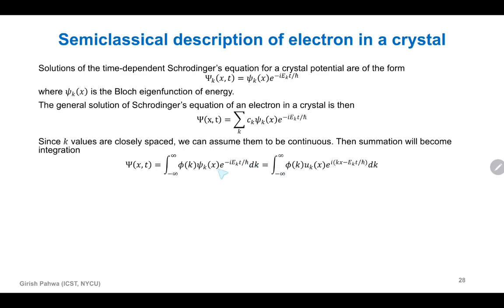Now, what is my psi k? Psi k has to be a Bloch wave function. So if it's a Bloch wave function, what will be its form? Psi k is going to be equal to u_k of x, which is a periodic function of x, times e to the power i k x, and that combined with this will give you e to the power i(kx minus E_k t over h bar). So this is a general solution.